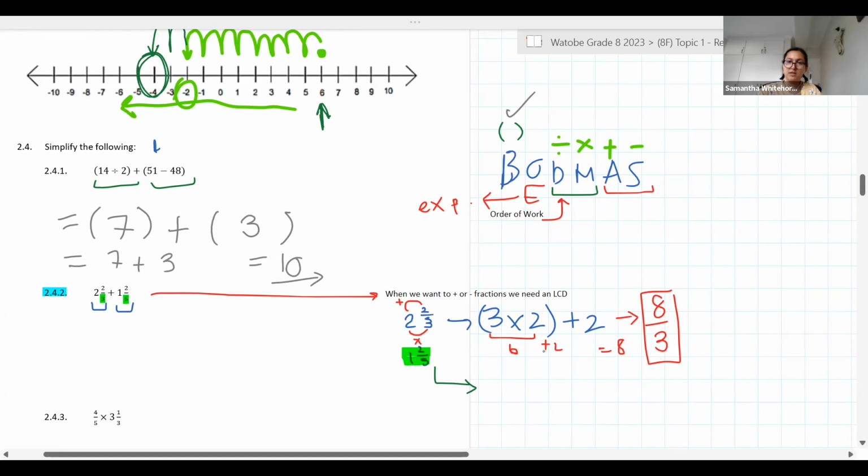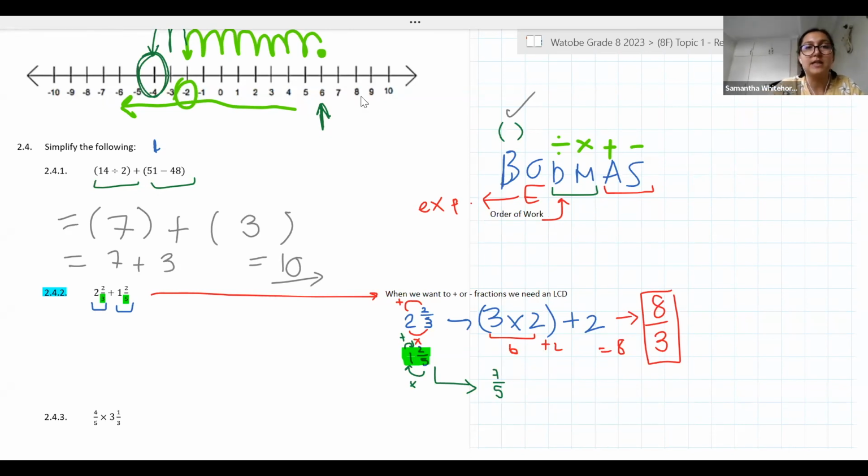Okay, I see 2 answers on the chat, which look great. So remember, we're going to say 5 times 1, which gives me 5. And then we're going to add the numerator. So 5 plus 2, which gives me 7. And that is then over the original denominator, 7 over 5.